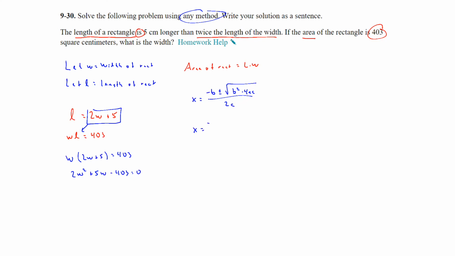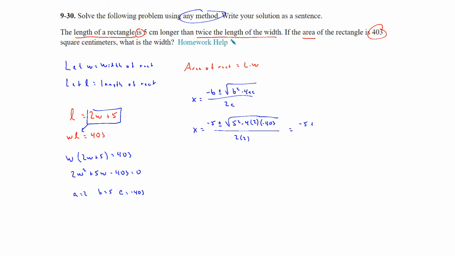So the opposite of B would be negative 5. A is 2. B is positive 5. And C is negative 403. Let's just rewrite that. So C is negative 403. Alright, so the opposite of B is negative 5 plus or minus B squared is 5 squared minus 4 times 2 times negative 403, divided by 2 times 2.